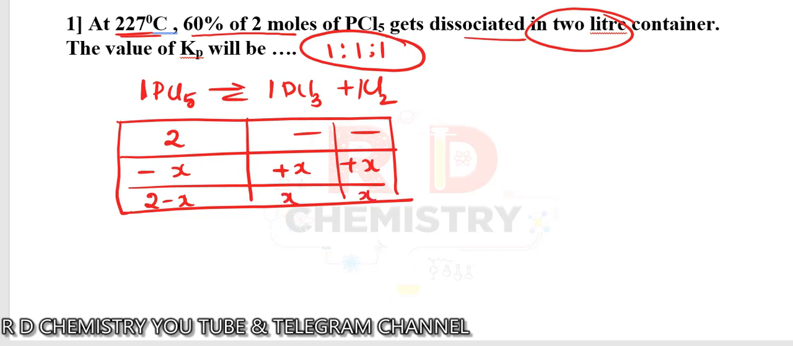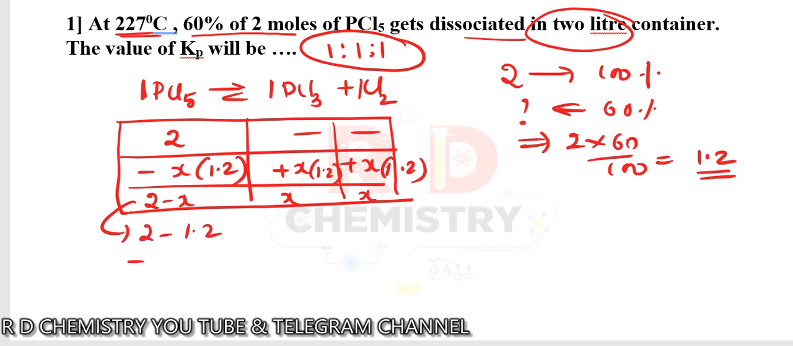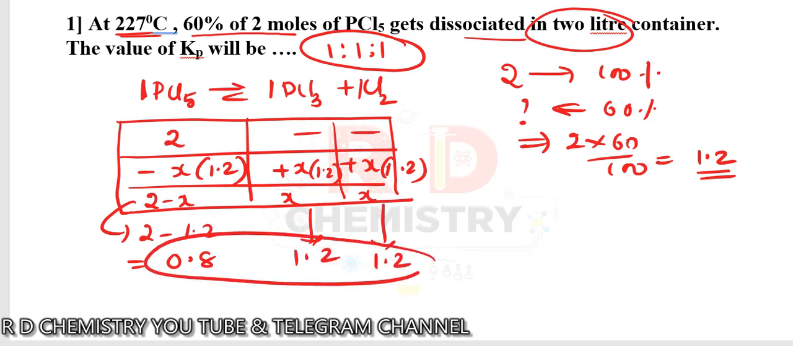So add the columns. Now they have given 2 moles initially taken. If 2 moles are equal to 100%, 60% will be equal to how much? The 60% is going to decompose. So 2 into 60 divided by 100. When you solve this, it will be 1.2 moles. That means x is equal to 1.2 mole. This is 1.2 formed and this 1.2 is formed. Remember, students, finally we are interested in the last row. 2 minus 1.2 will be equal to 0.8, and this will remain the same 1.2 and this will remain the same 1.2. Remember, students, this is very important for us.